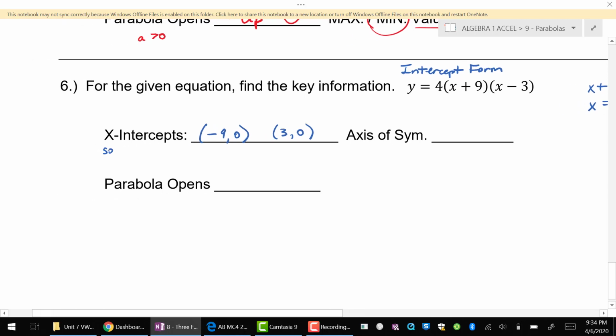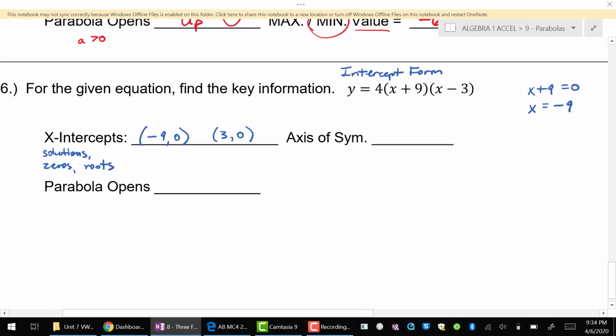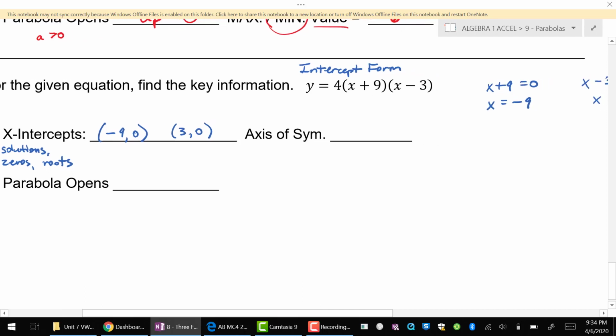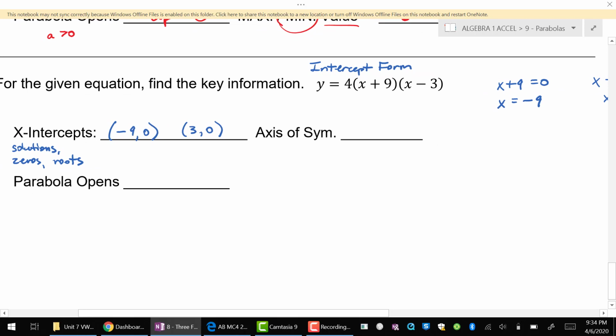Solutions, x-intercepts, the word zeros, the word roots, they are all referring to the exact same numbers. And that's the numbers -9 and 3. Axis of symmetry. It's going to be the halfway point between -9 and 3. If you don't have a picture, one quick way to find that halfway point is to average the two intercepts. So in other words, you take the sum of the two numbers and then divide that sum by 2. -9 plus 3, or -6, divided by 2 is -3. So my halfway point for the axis of symmetry would be x equals -3.